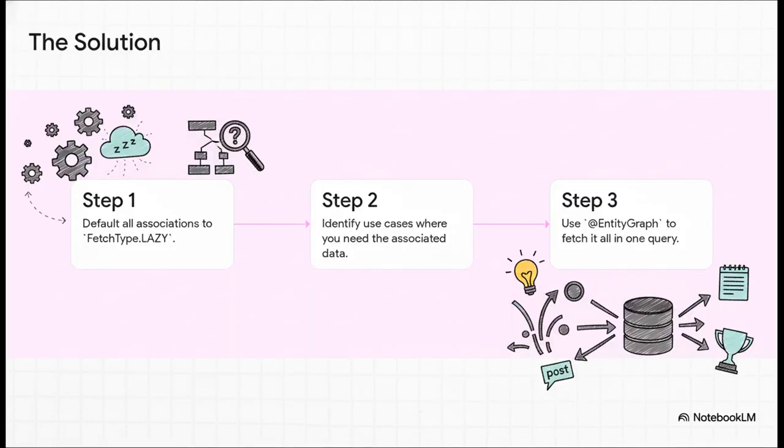So the real pro move is to be specific. The best practice is to default all of your associations to lazy. Then, for the specific methods where you know you're going to need that extra data, you use an @EntityGraph annotation. This is you telling JPA, hey, for this one query and this query only, please be smart and grab the posts and their tournaments all in one efficient trip. It's the best of both worlds.